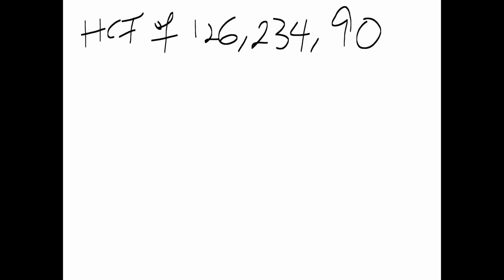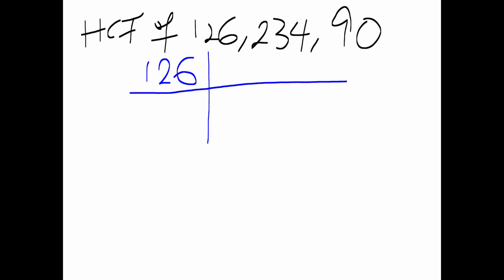And now to the last example we have here. Find the HCF of 126, 234, and 90. As we've done in the previous example, we draw our vertical and horizontal lines just the way I've done, and you put your numbers, and so we start to divide by the least number that will divide each of them all through without remainder.